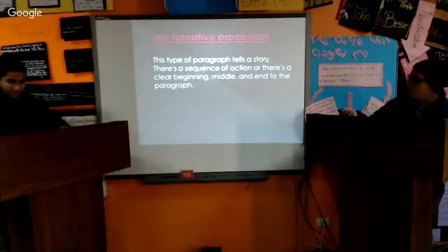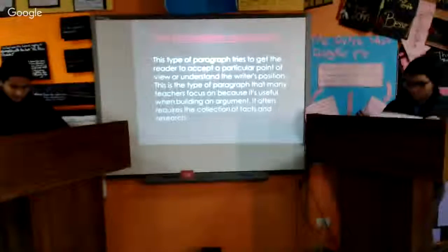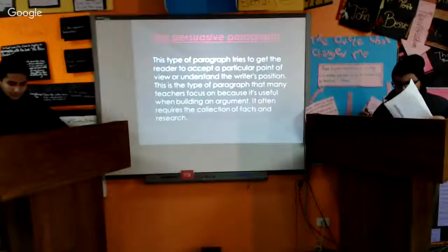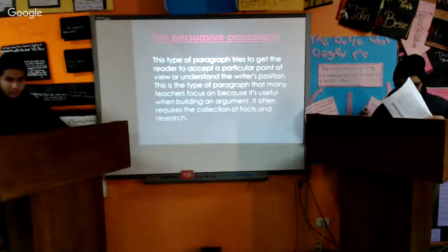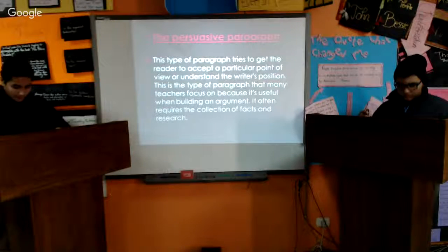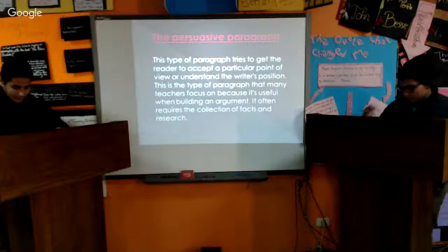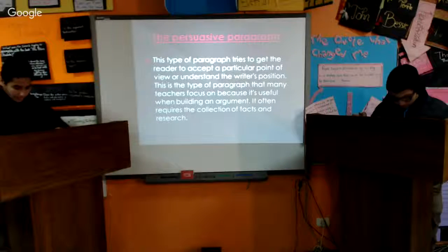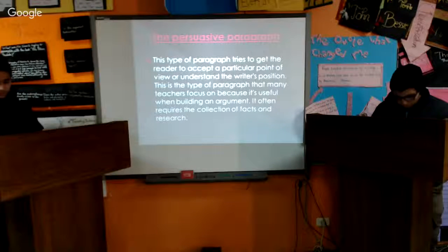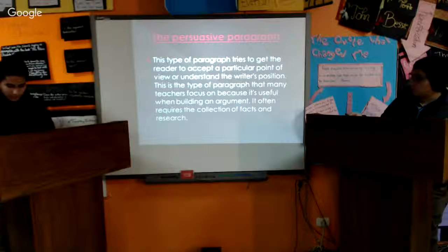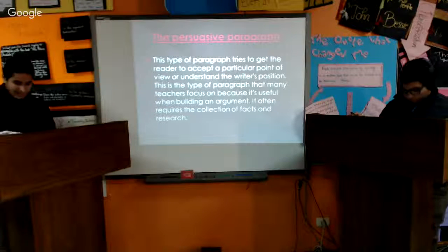The persuasive paragraph. This type of paragraph tries to get the reader to accept a particular point of view and understand the writer's position. This is the type of paragraph that many teachers focus on because it's useful when building an argument. It often requires the collection of facts and research.